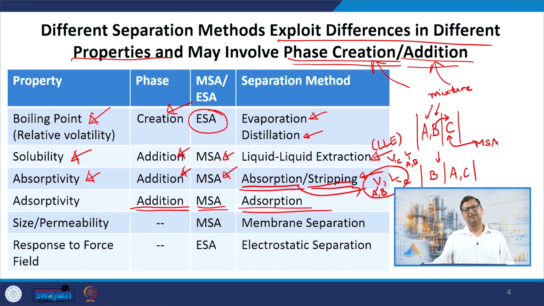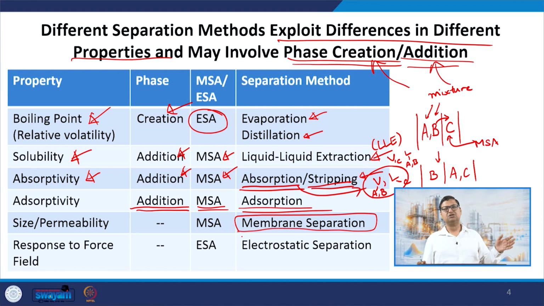There can be other things where a phase addition or creation is not required. For example, there can be separations based on the size of the molecules or their permeability. For example, membrane separation, where the membrane selectively allows one of the components to pass through, as in the case of osmosis or reverse osmosis. There the separation is purely because of size and permeability.